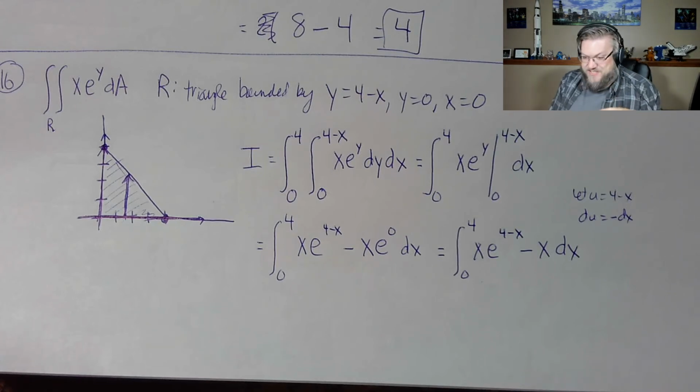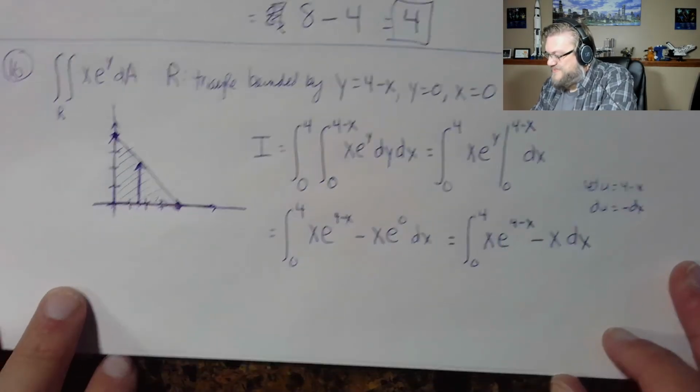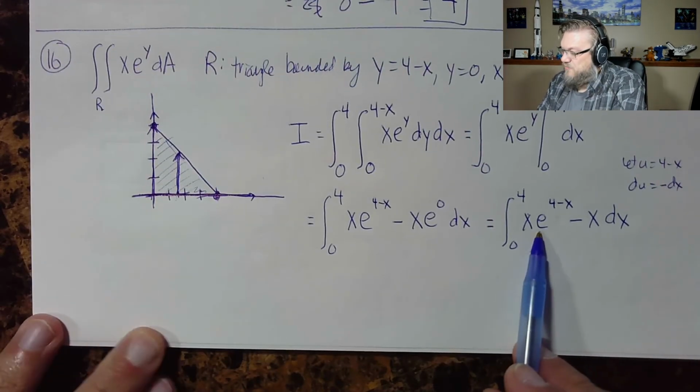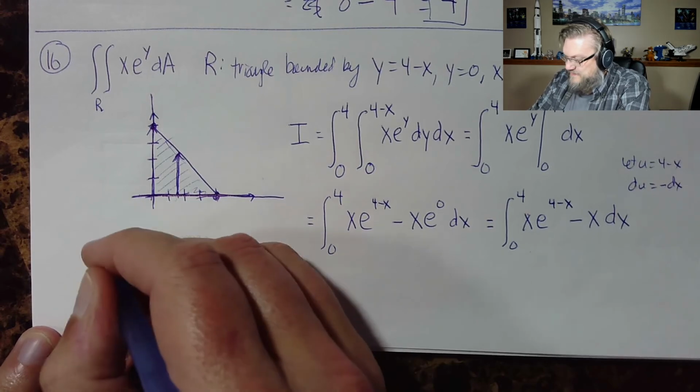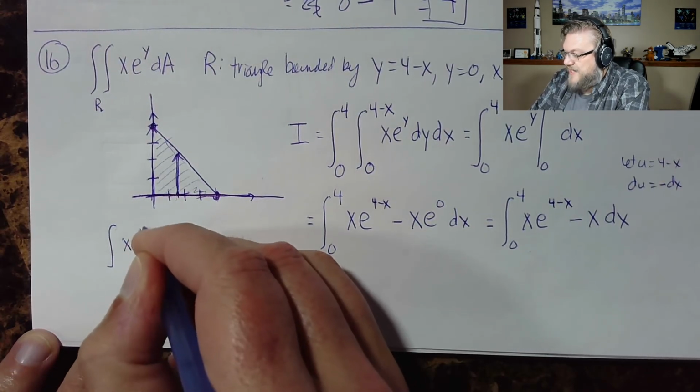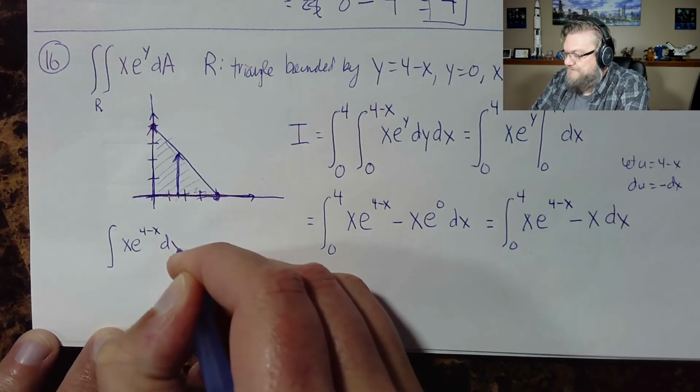So let's go ahead and remind ourselves about integration by parts. All right. So for integration by parts here, let's in fact just do it over here, the integral of x e to the 4 minus x. That's what we're interested in.